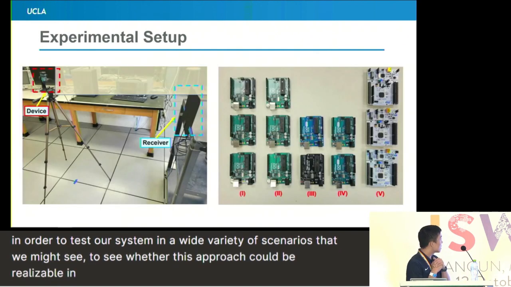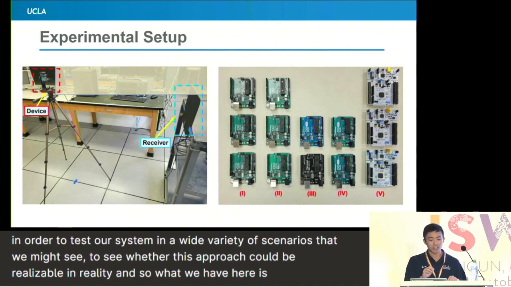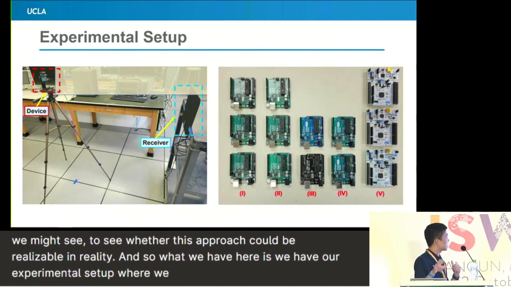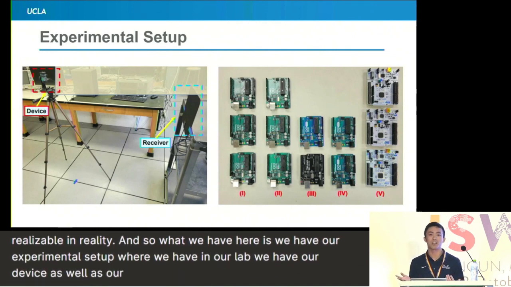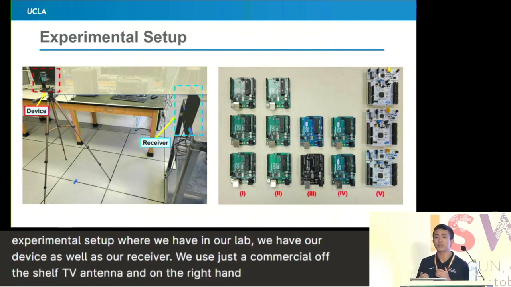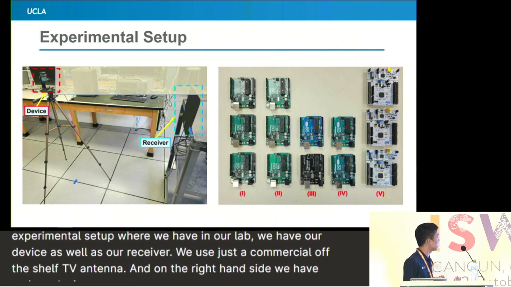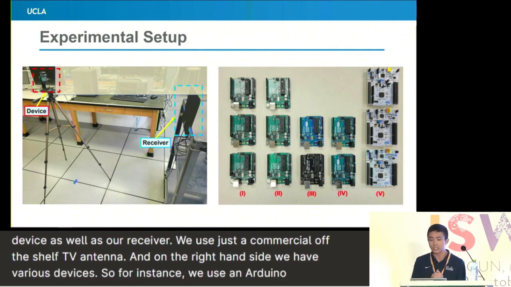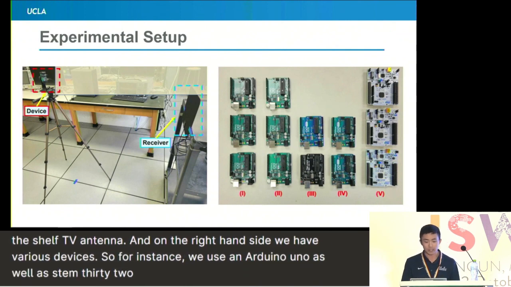And so what we have here is our experimental setup, where in our lab we have our device as well as our receiver. We use just a commercial off-the-shelf TV antenna, and on the right-hand side, we have various devices. So for instance, we use an Arduino Uno as well as STM32s in order to test our experiments.